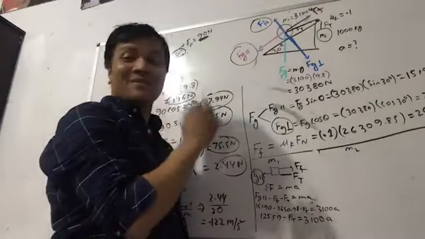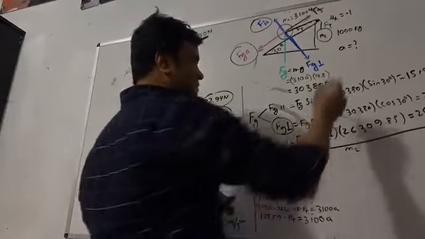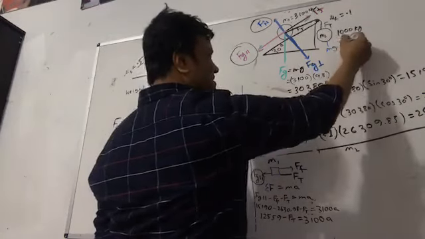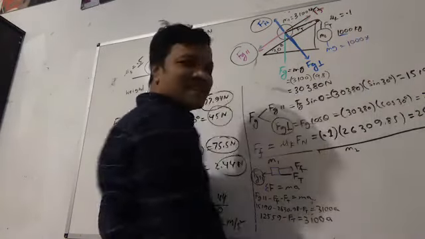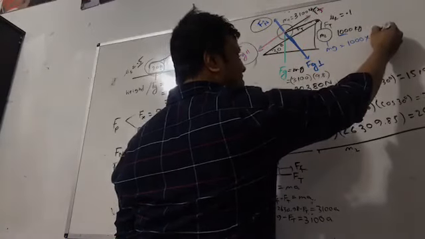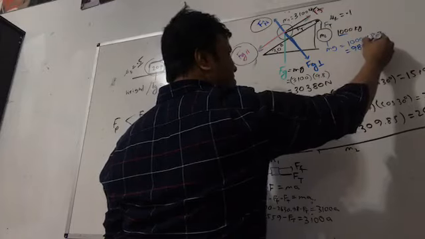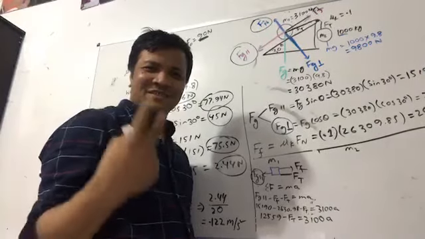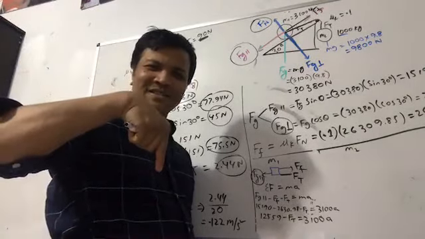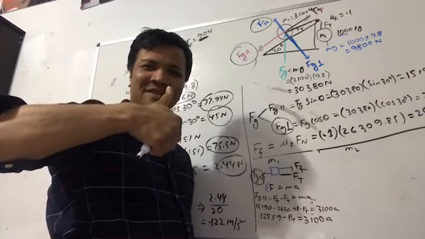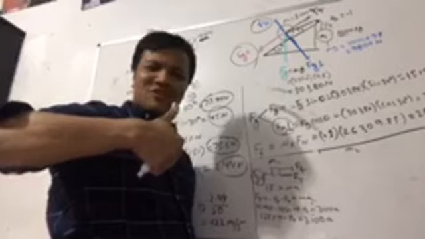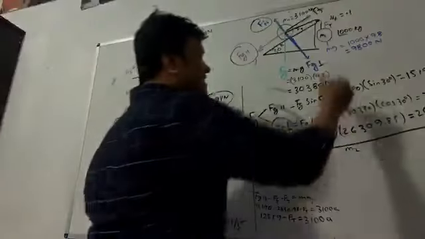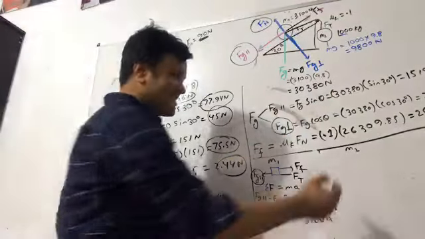Now, let's talk about the box number 2. What's going on? This is mg, right? M is what? 1000. Times G is what? 9.8. So 9800 Newton. How many forces are acting on it? 2. One downward, Fg. One upward, Ft. We call it tension force. Now let's solve it.